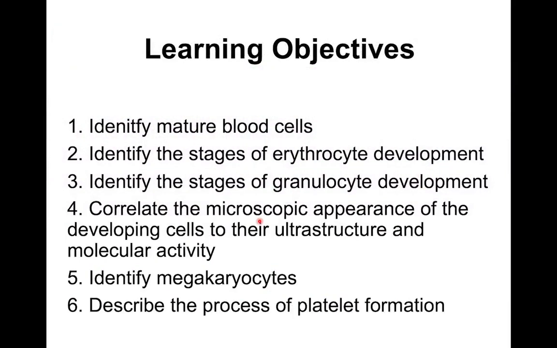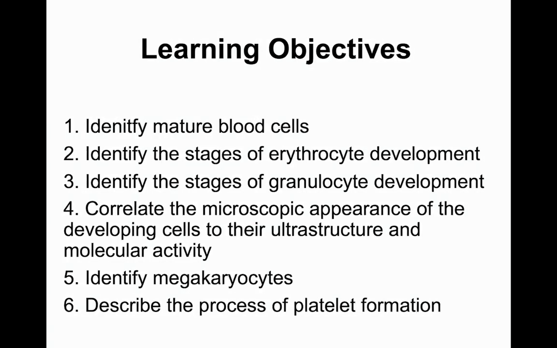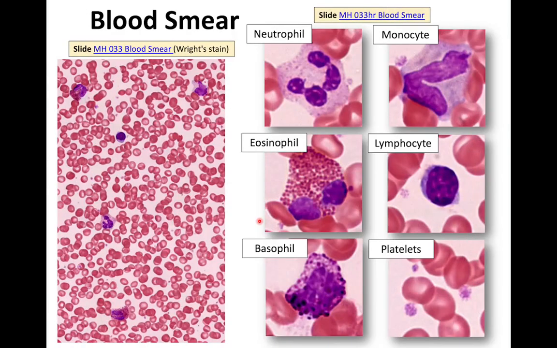When you see the learning objectives of today's lab session, by the end of this lab session, you'll be able to identify the different types of mature blood cells. You'll be able to identify the stages of erythropoiesis, granulopoiesis, and thrombopoiesis, or the formation of platelets. So first, let's see the mature blood cells.